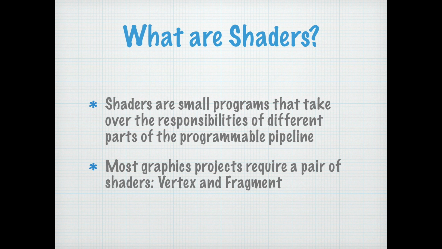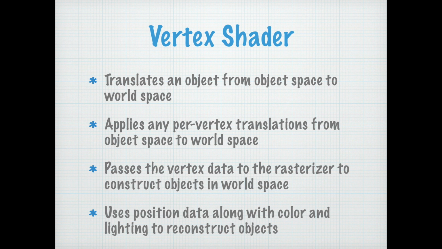The Vertex Shader is first, so I'm going to talk about that one first. What the Vertex Shader does is it translates all of these positions that you send in through the vertex buffer from object space to world space.